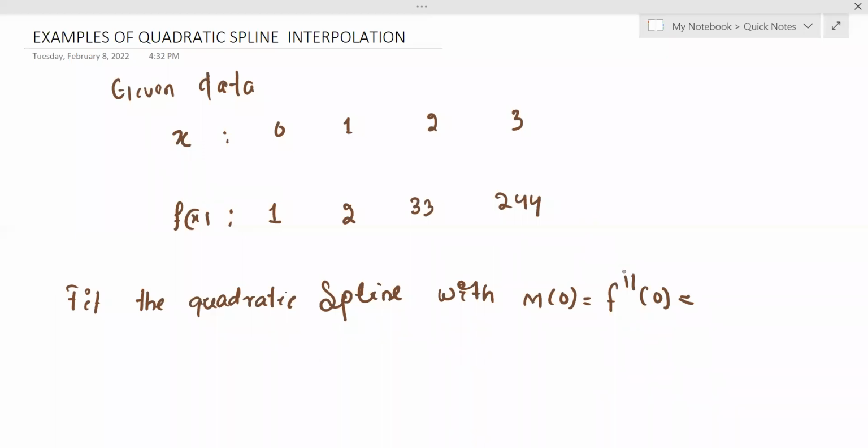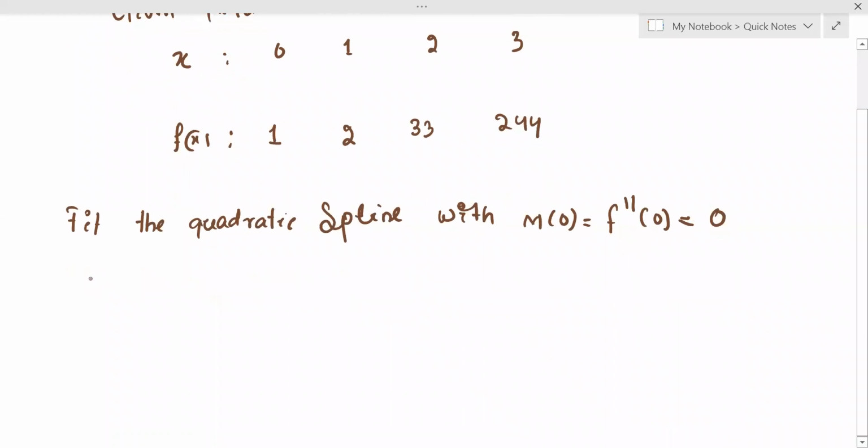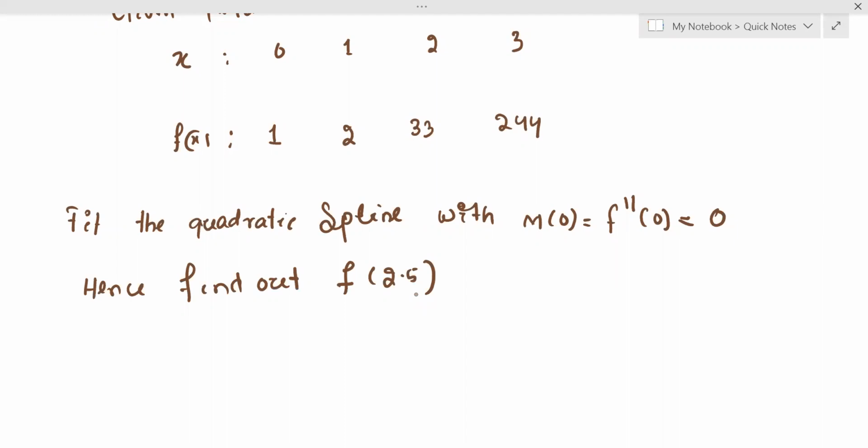M0 is equal to F double dash 0 is equal to 0. Hence, find out estimate of F2.5. These are the data from where we have to calculate F2.5.